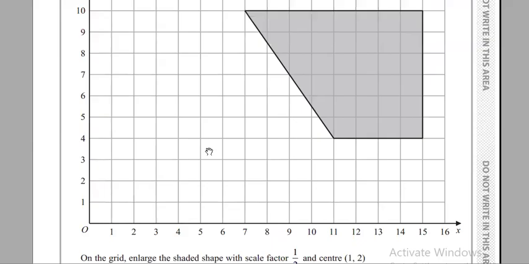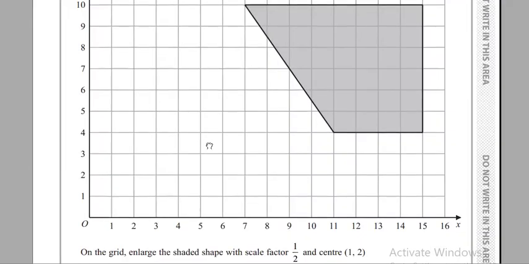First, we find the center of enlargement, which is 1, 2, and we put an X on the center of enlargement. Let's do it here. So the point 1, 2, first let's find it here. 1 on the X, 2 on the Y. So the center is over here. We put an X like this. So we know that this is the center of enlargement. Now, any step that we do, we're going to multiply it by the scale factor, which is half.